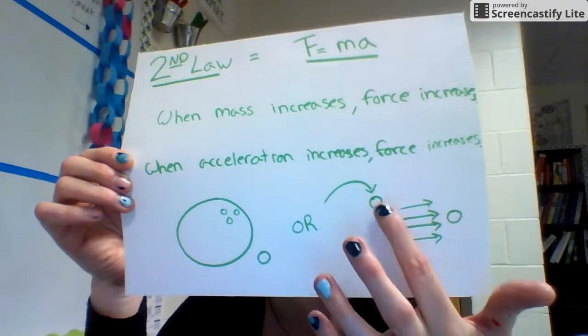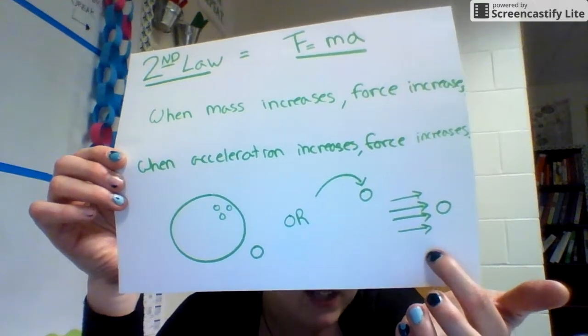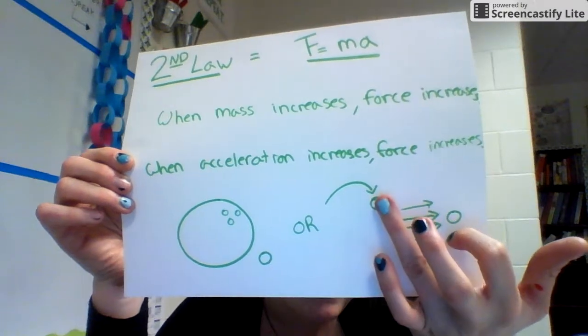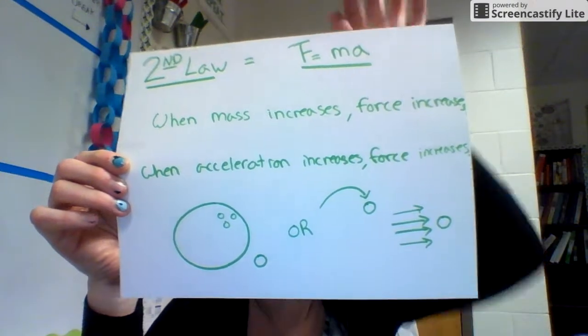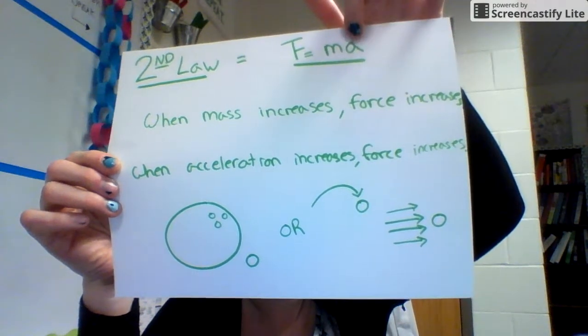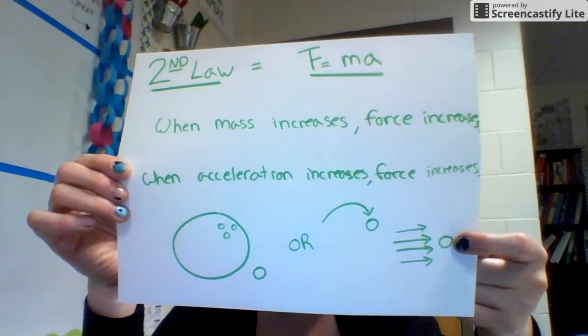So let's look at another example with acceleration, right? If we had two ping pong balls and one of them we just kind of tossed and the other one we whipped it as hard as we could, both of these objects have the same mass, but the one that has the higher acceleration, like in F equals ma, this one is going to have a higher force.